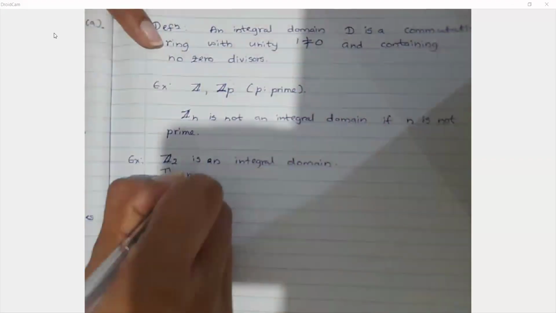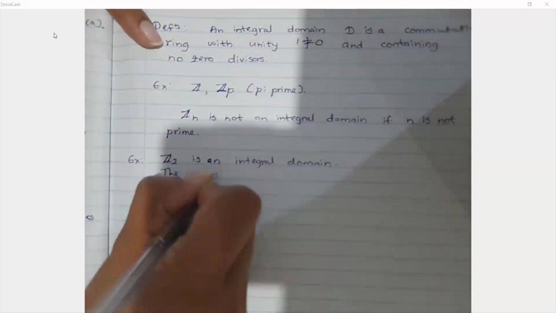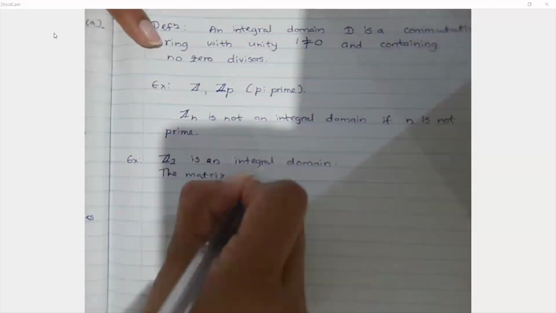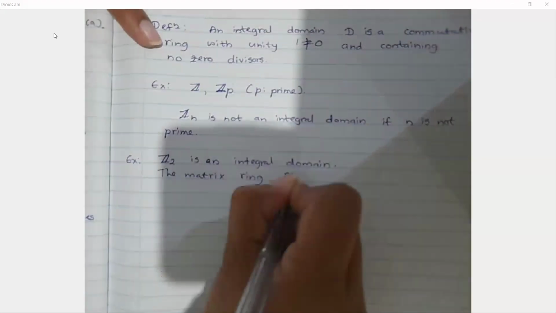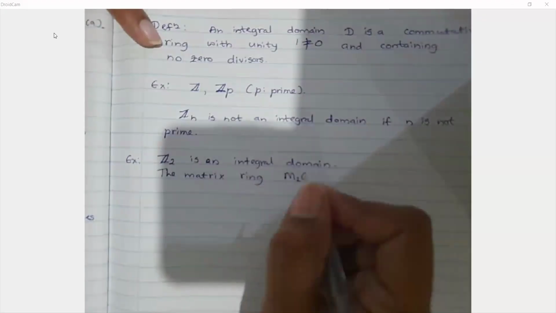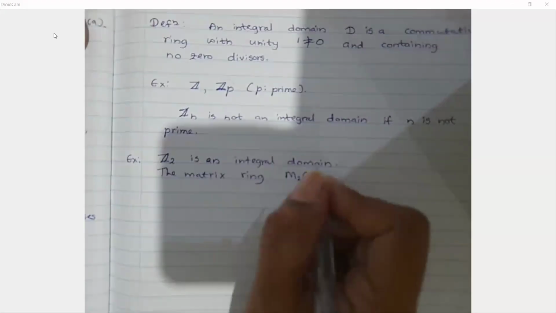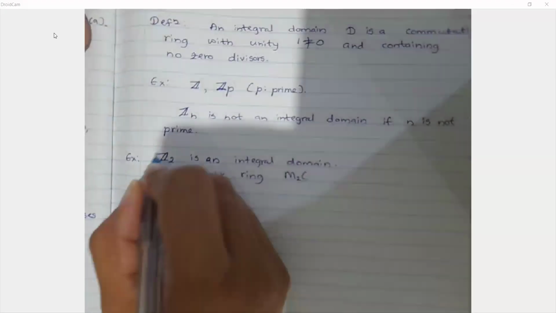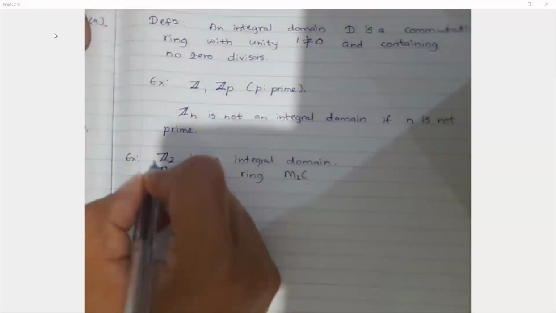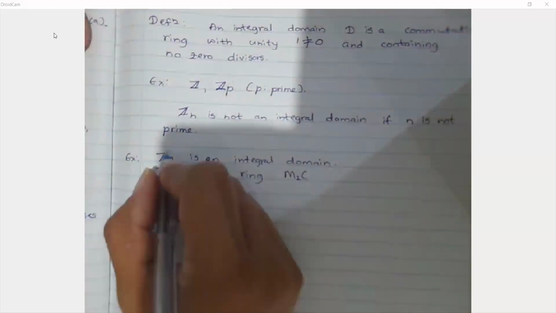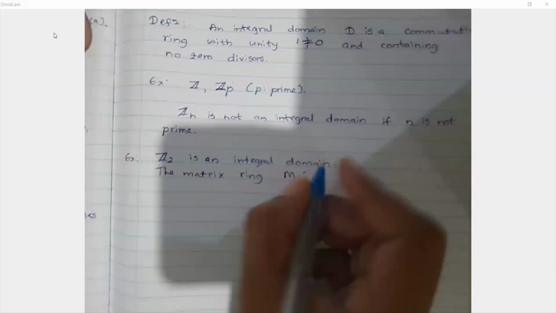But the matrix ring of 2 by 2, or order 2 matrices, where entries come from Z2, is not an integral domain, even though the field that you see over here is an integral domain.